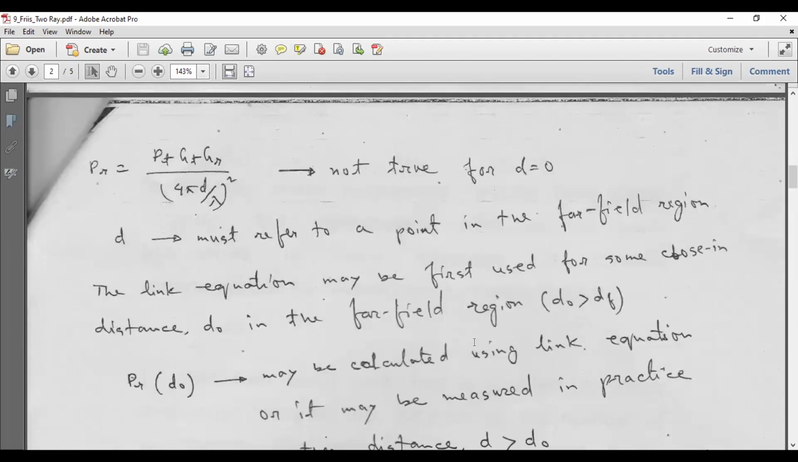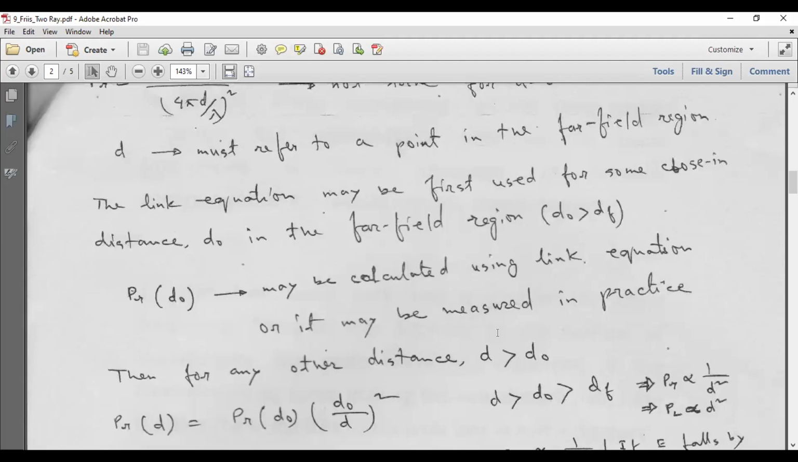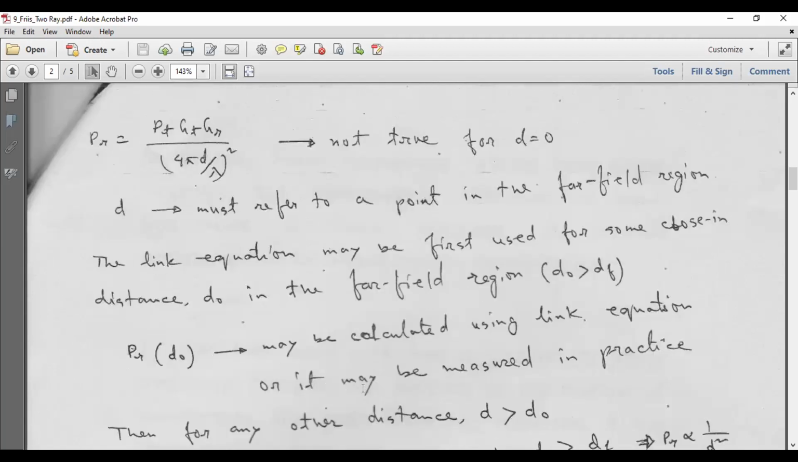The minimum distance for far field is shown as DF here. DF tells you the minimum distance in the far field region. So the first reference point is chosen in the far field region, so D naught will be larger than DF. And then at that distance, you calculate your PR, or you may even measure it. Because when you measure, a few other things will be considered automatically.